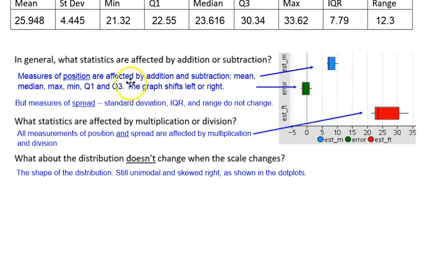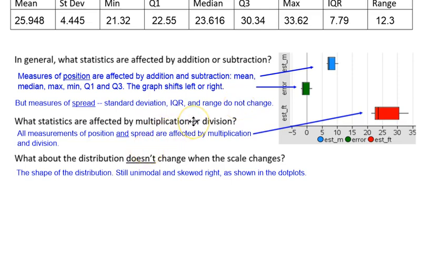So measures of position, anything that measures a position, the maximum point, Q1, median, Q3, the minimum point, and the mean, all of those measure a specific spot on the graph. All of those change. So those are called measures of position. The measures of spread, things that measure how wide the graph is, do not change because you're subtracting two values that have both shifted, so the amount in between is still the same.